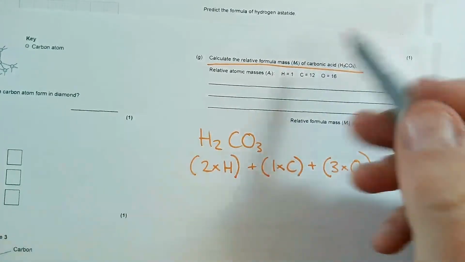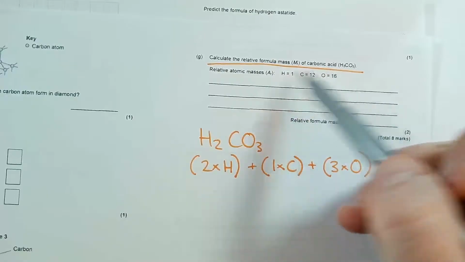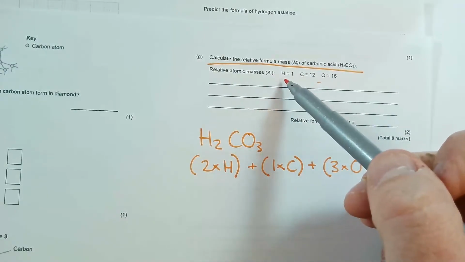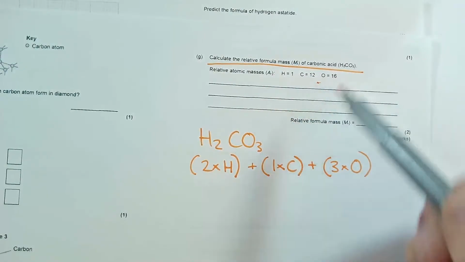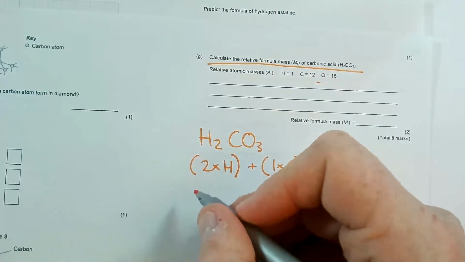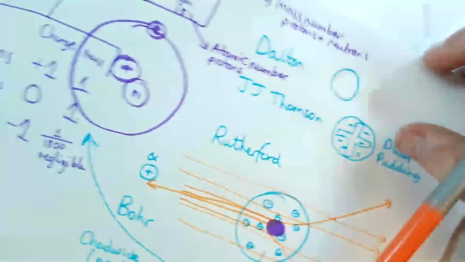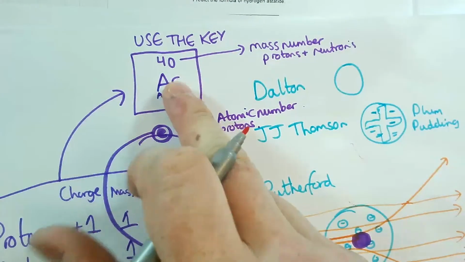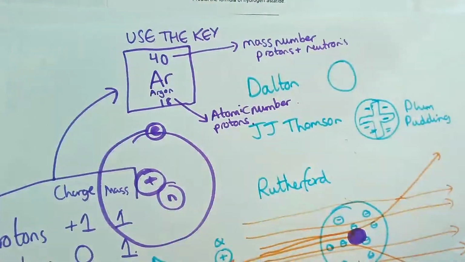Well, then I can look on the periodic table, or even better, in the exam they tend to just give it to you. So I've got H, C, and O given there. Again, remember, in the actual exam, it gives you a key. So if they don't give it to you, there's a key.